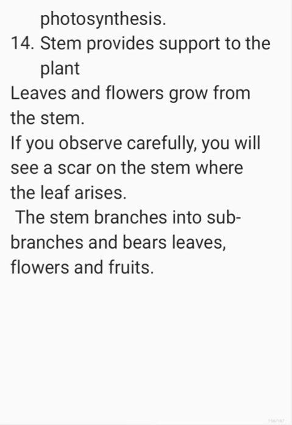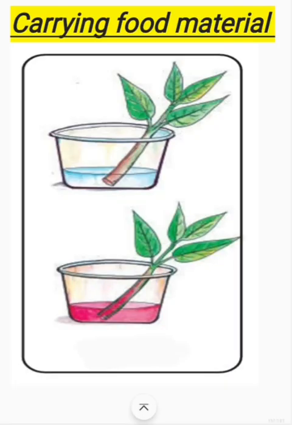Stem provides support to the plant. Leaves and flowers grow from the stem. If you observe carefully, you will see a scar on the stem where the leaf arises. The stem branches into subbranches and bears leaves, flowers and fruits.